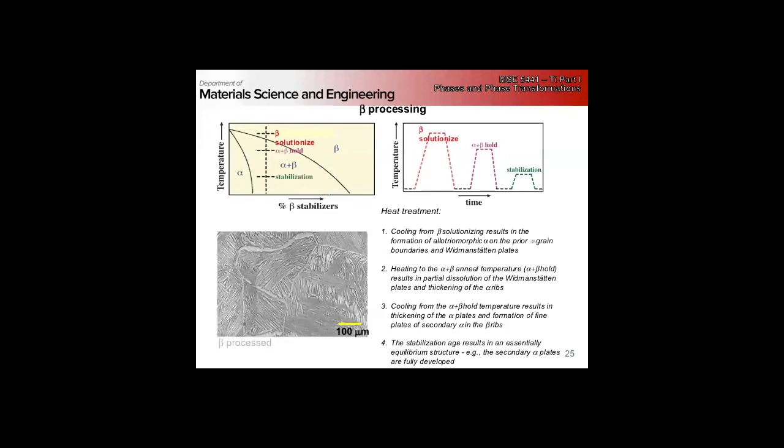Right? The light regions are what structure? Alpha. And the dark is our beta, right? We can clearly see the prior beta grain boundary, right? This is the allotriomorphic alpha that formed on the grain boundary during our initial cooling from our beta solutionizing temperature. Right.